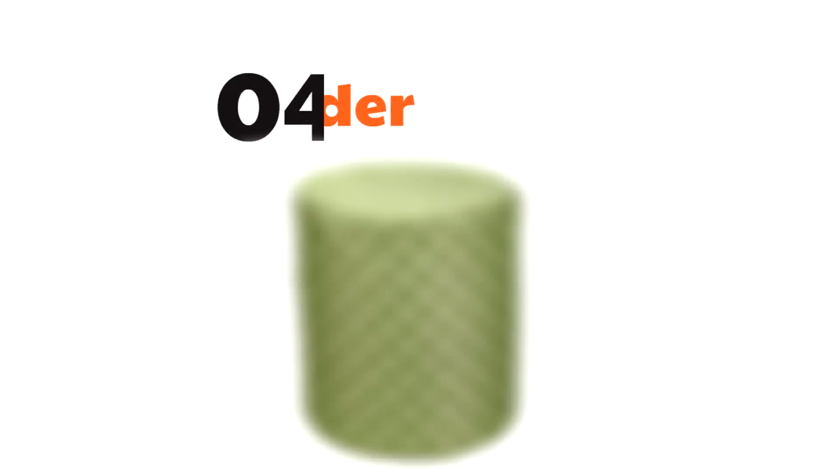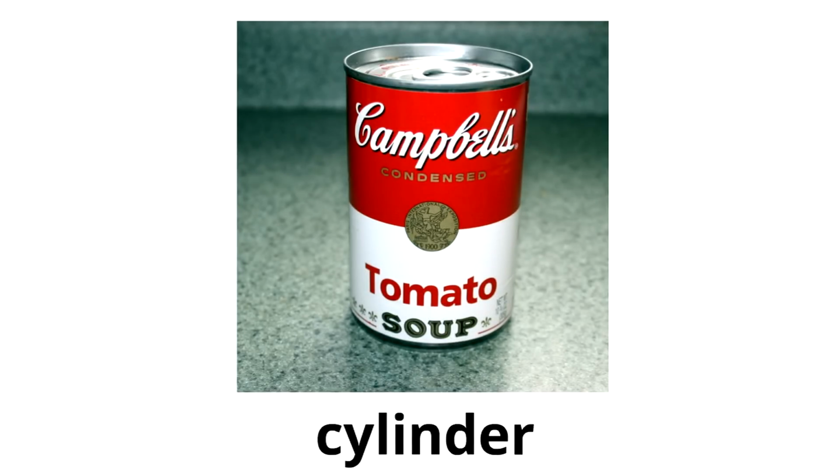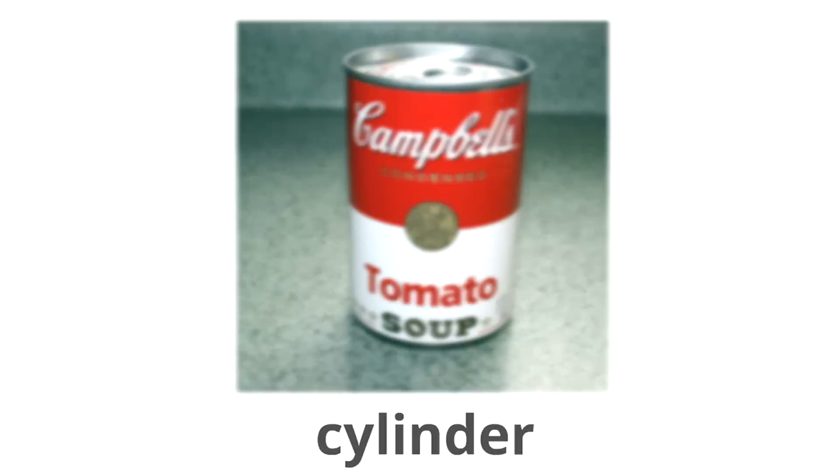Our fourth 3D shape is the cylinder. Now, a cylinder is easy to spot because it's got a circle on the top and a circle on the bottom, and it's smooth all around. Here we have a can of soup, and it's a cylinder. It has a circle on the top, a circle on the bottom, and it's smooth all around. All cans and most jars are cylinders.